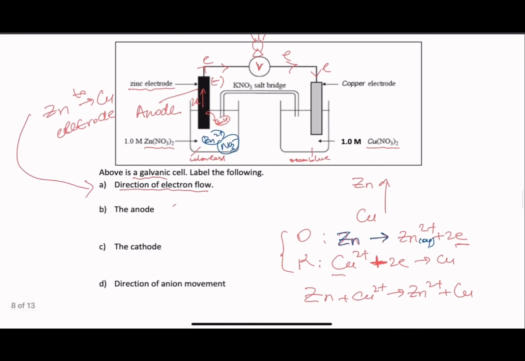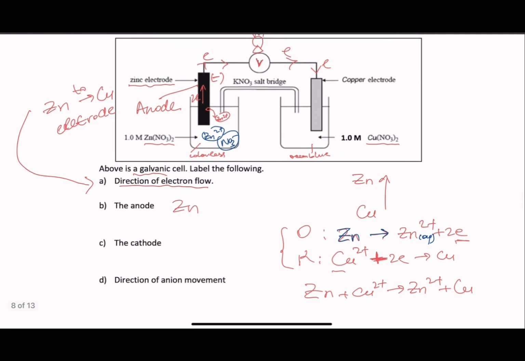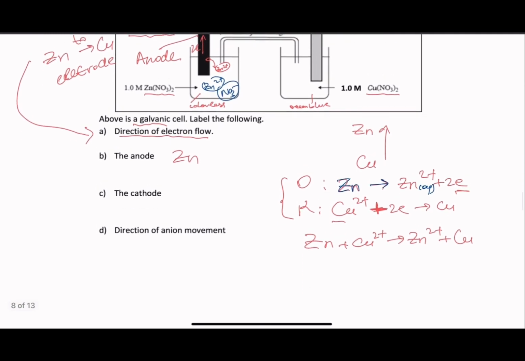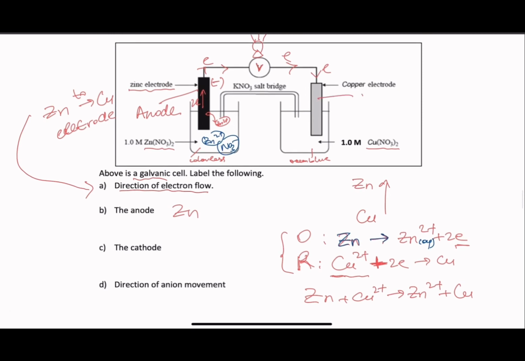Anode is the zinc electrode. Cathode is going to be the copper electrode, because as you see, reduction happens at the cathode. So this is the cathode. We write cathode.